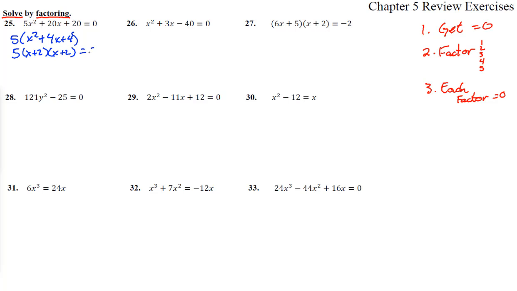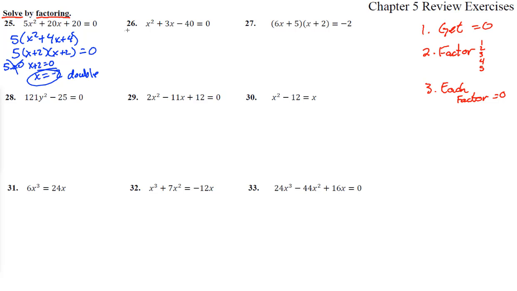Excellent. Now we let each piece equal 0. 5 equals 0. There's no x in that. That's a dumb equation. x plus 2 equals 0 gives us x equals negative 2. And then x plus 2 equals 0 will give this one a second time. So this guy actually happens twice as a double root or a double solution. But it's just the number negative 2, the only number that works.